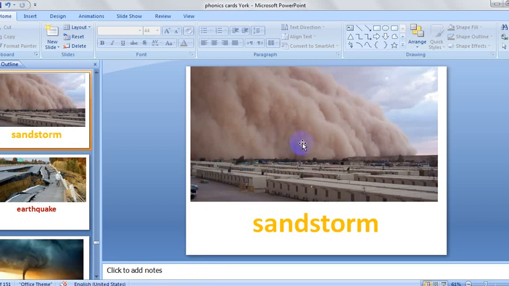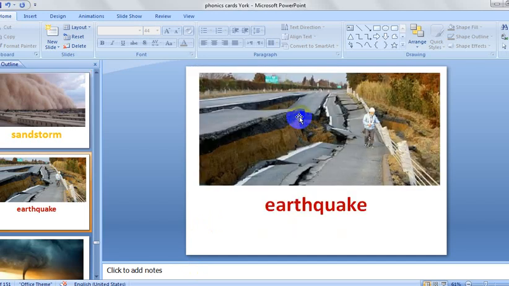Here we have a PowerPoint show. This is a sandstorm. A sandstorm is a windstorm, as in a desert, and it carries clouds of sand. Look at this. This is a sandstorm. The next one is the earthquake. An earthquake is the shaking of the surface of the earth that sometimes causes great damage. If you can see here, you see the damage. Also, you can say about an earthquake, it's a big wave or big waves made by movement under the ground.